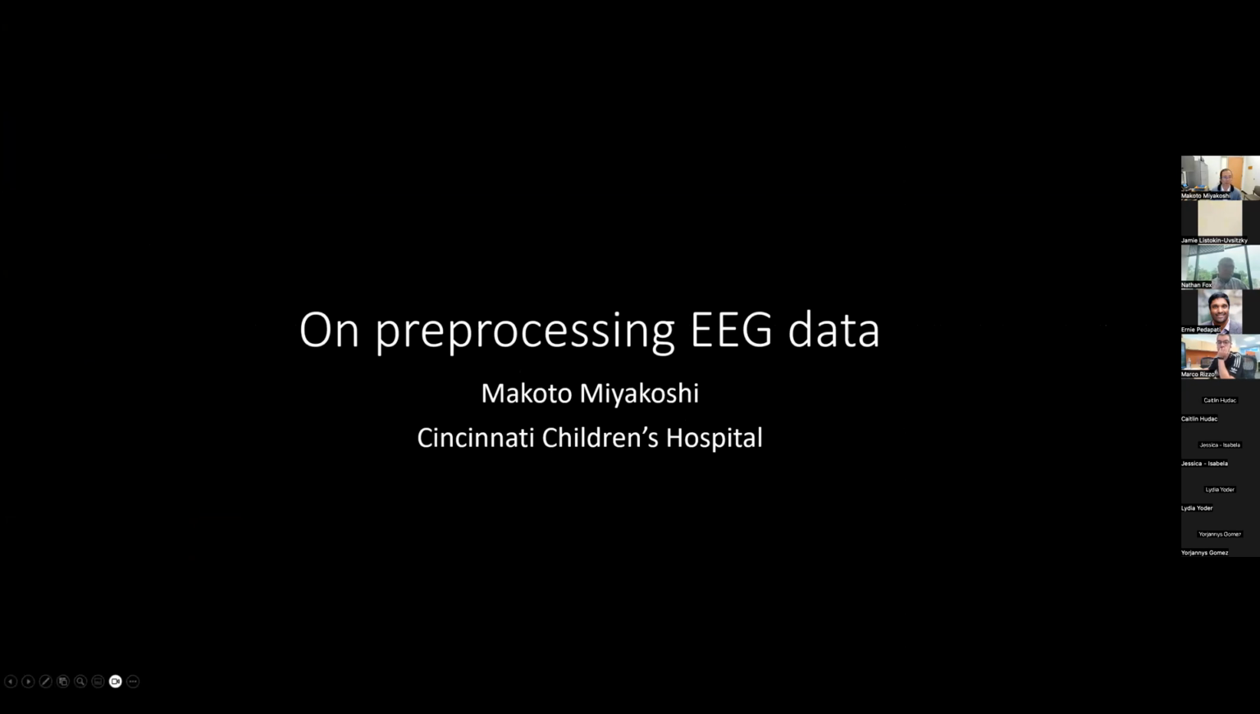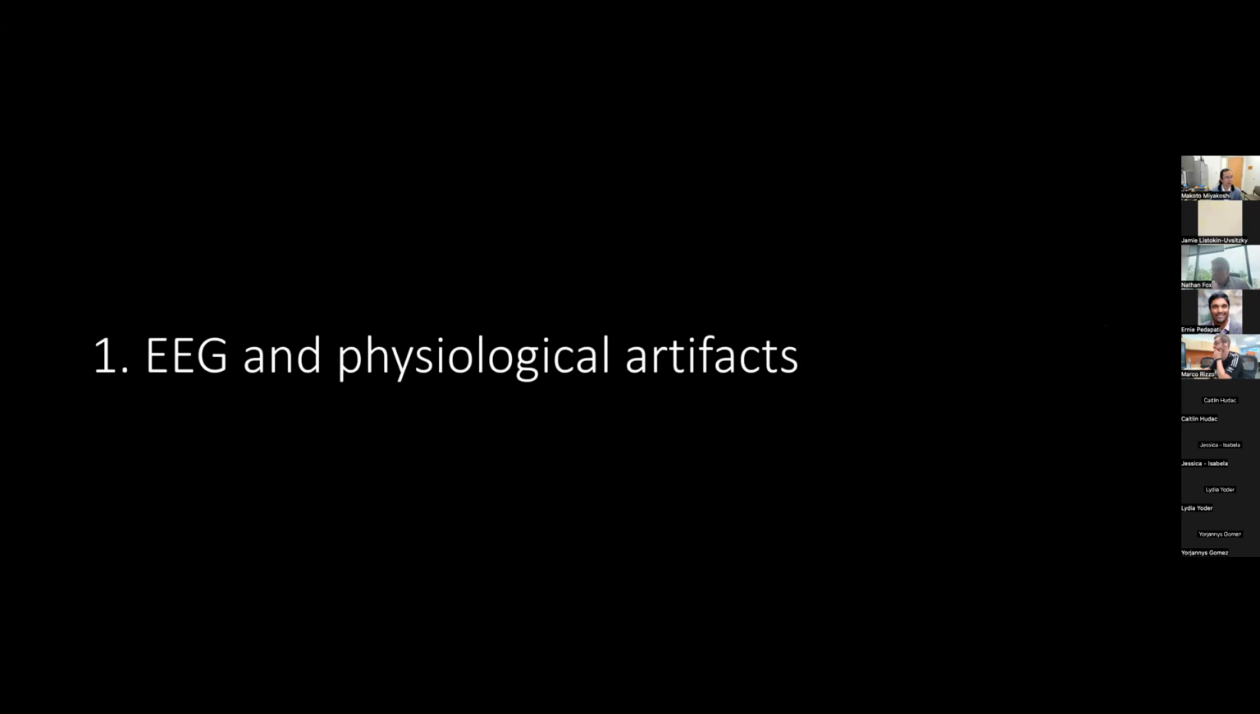Hello, everybody. I am Makoto Miyakoshi. I am an assistant professor at Cincinnati Children's Hospital. So today I'm going to talk about the pre-processing of EEG data. When we talk about the pre-processing, of course, the first question is why do we even need to do that? And the answer is obvious. That's because what we call EEG signal contains various other kinds of signals than pure brain signals.